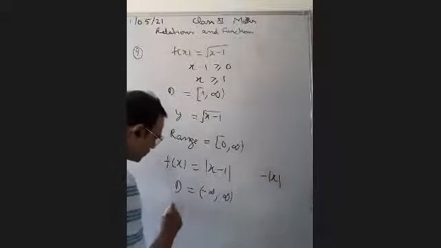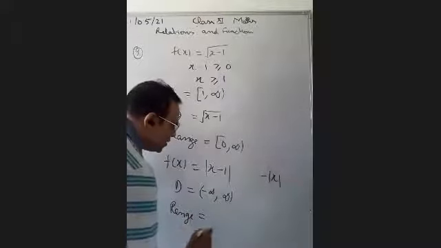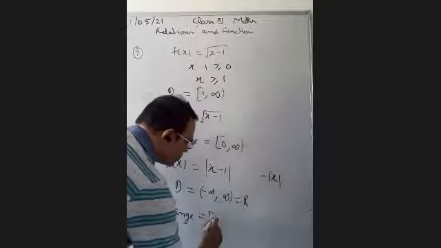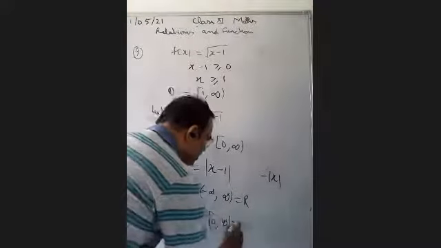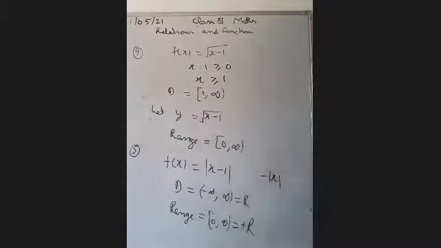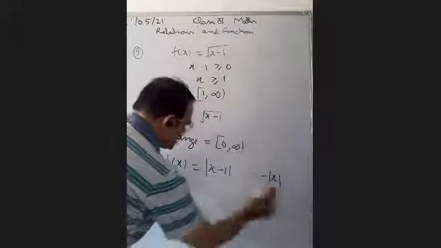So the range will always be positive. Here the domain is all numbers, but for the range you have to take from 0 to infinite. You will get only positive real numbers, because negative numbers will not come, since it is a modulus function. The modulus function always gives a positive result. So you can also write it this way: the range will be positive real numbers, the domain is real numbers. This is question number 4 and 5. Now we are starting the next question.